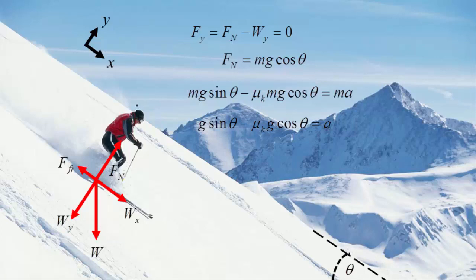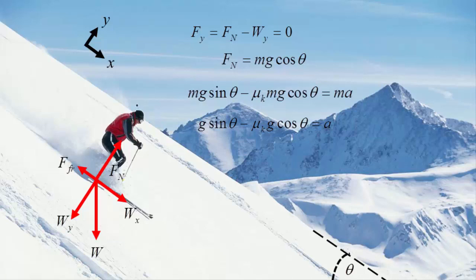acceleration down the incline. Remember that friction is a reactionary force and will never be greater than the force that it is opposing. So friction will never pull the skier up the hill, but only tries to slow the skier down the hill. Let's now have a look at the influence of the slope angle on this equation.